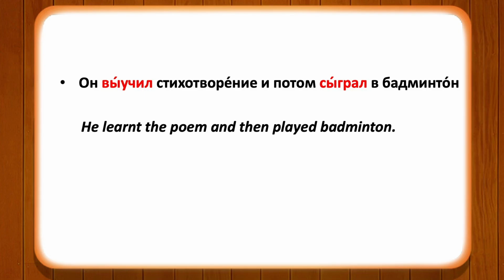So, perfective aspect can be used to denote consecutive actions. Let us take one more example. Он выучил стихотворение и потом сыграл в бадминтон. The verbs used here are выучить and сыграть. Выучить and сыграть both are perfective aspect verbs of учить and играть respectively. Учить, выучить, играть, сыграть. Both are being used in past tense here.